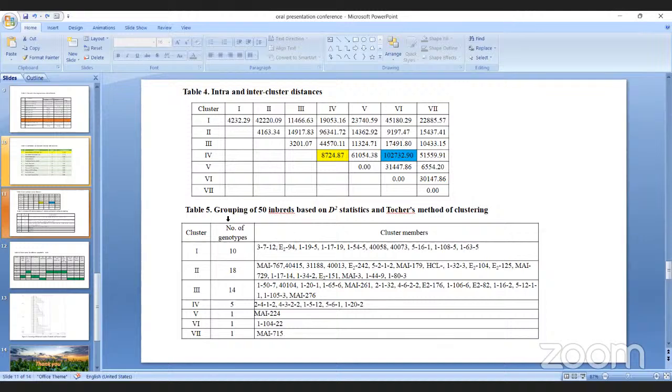So this is the grouping of the 54 inbred lines. Among these, we got cluster number 2 with 18 genotypes. The maximum number of genotypes comes under cluster number 2.